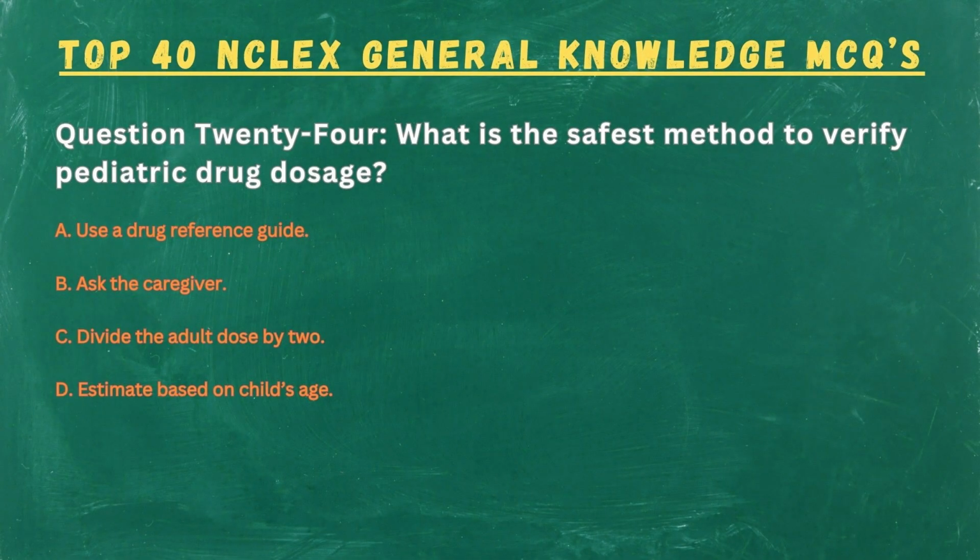Question 24. What is the safest method to verify pediatric drug dosage? A. Use a drug reference guide. B. Ask the caregiver. C. Divide the adult dose by 2. D. Estimate based on child's age. Answer: A. Use a drug reference guide.